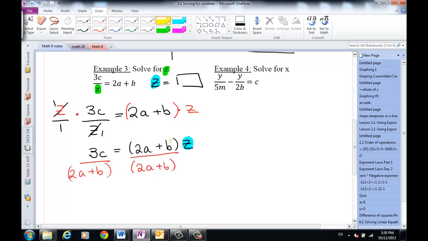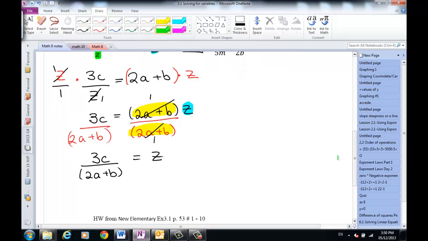And notice that this piece divided by this piece is equal to 1. So now I'm left with 3c divided by 2a plus b is equal to z. This is what I wanted. I wanted to solve for z, so this is my answer.